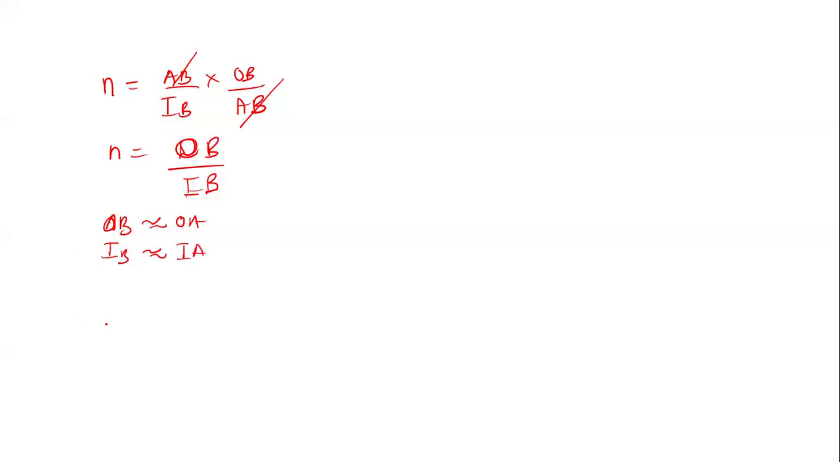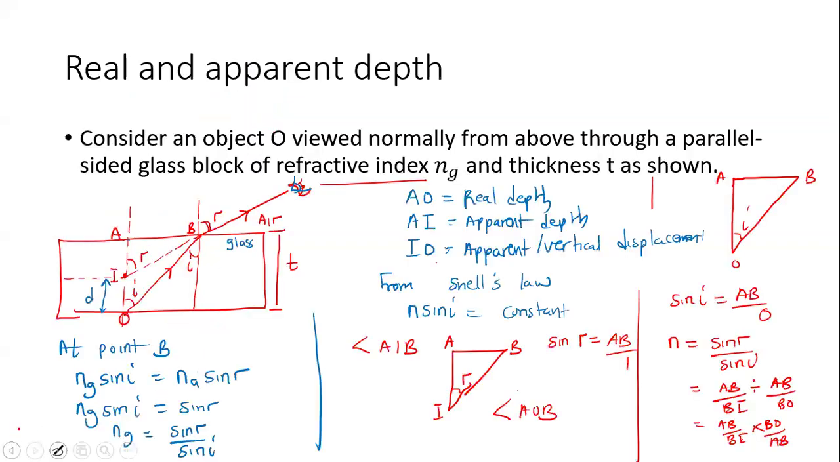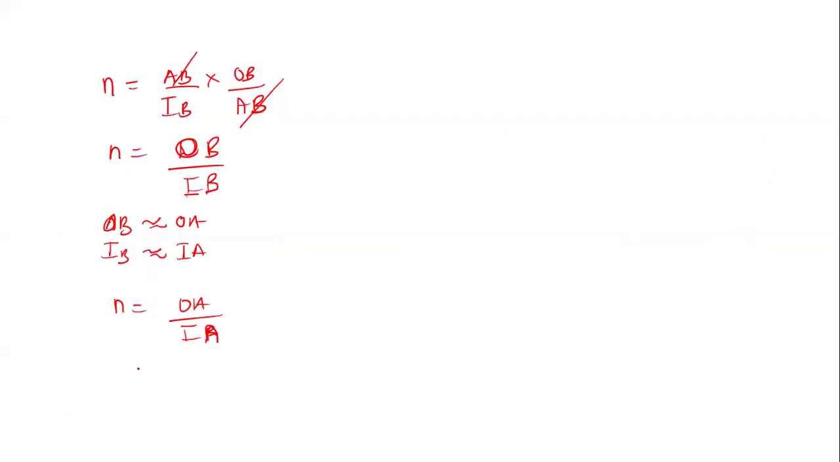So now I substitute and I say that my N is OA over IB, and IB is given by IA. So when you go back to your diagram, you're going to notice that OA is the real depth, then IA is the apparent depth. So my OA represents what we call my real depth, and IA represents what we call the apparent depth.